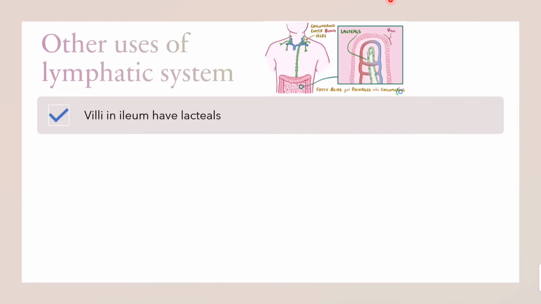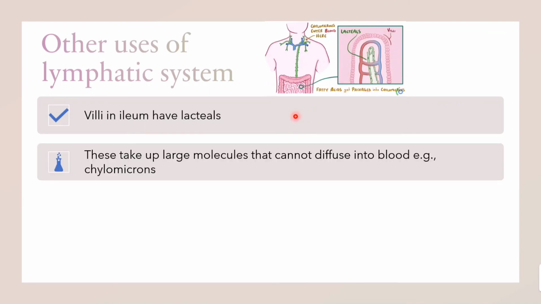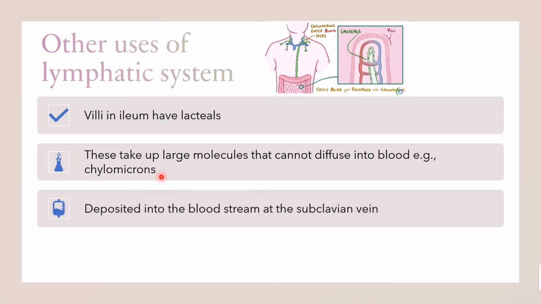As you can see here, this is our villi, and it has a lacteal in the middle. And these lacteals take up large molecules that cannot diffuse into the blood. For example, chylomicrons. So these chylomicrons are taken up by these lacteals. And these deposit these molecules into the bloodstream at the subclavian vein. So these molecules that cannot be diffused into the blood are transported into the bloodstream by being taken up by these lacteals and transported via the lymphatic system.